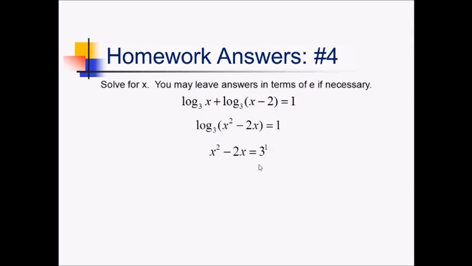Since I've got a quadratic here, I'm going to move the 3 over to the left side and see if I can factor this thing. So I have x squared minus 2x minus 3 equals 0. Two things that multiply to negative 3 and add up to negative 2. That would be positive 1 and negative 3. So that means that x equals 3 and x equals negative 1 are my potential solutions here.